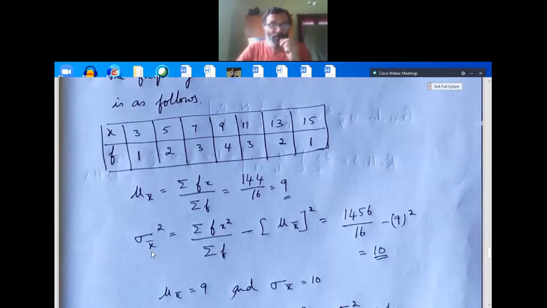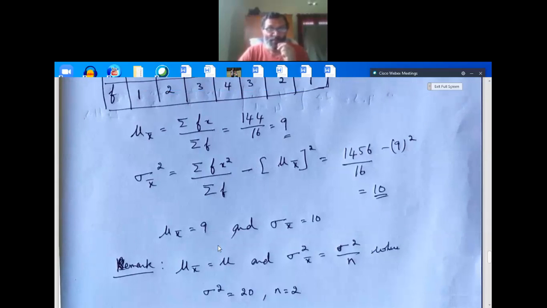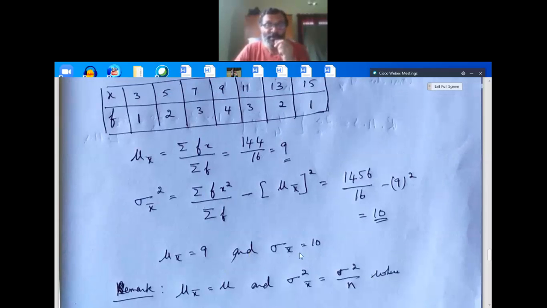And the standard deviation formula: sigma x bar squared is equal to sigma f x squared divided by sigma f, minus mu of x bar squared. So 1 into 9, plus 2 into 25, plus 3 into 49, plus 4 into 81, plus 3 into 121, plus 2 into 169, plus 1 into 225. You'll get 1456. Divided by sigma f, which is 16, minus 9 squared, you'll get 10. So mu of x bar is 9 and sigma x bar squared is 10.